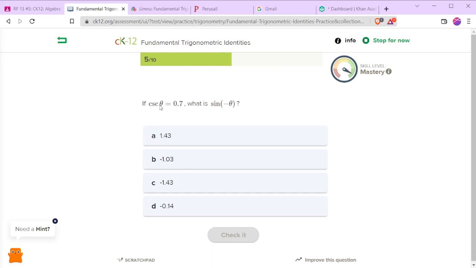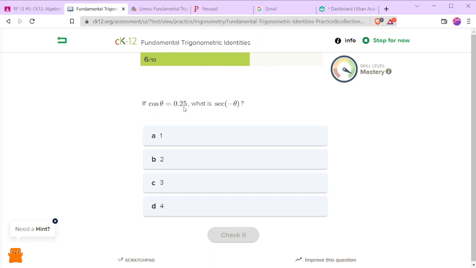So if cosecant theta is 0.7, sine theta would then be the reciprocal of that, 1 over 0.7, or 10 over 7. But the sine of negative theta makes it the negative sine of theta. So we're at a negative 10 over 7, or a negative 1.43. Yes, we have already achieved the mastery. We'll go to 10 as well.